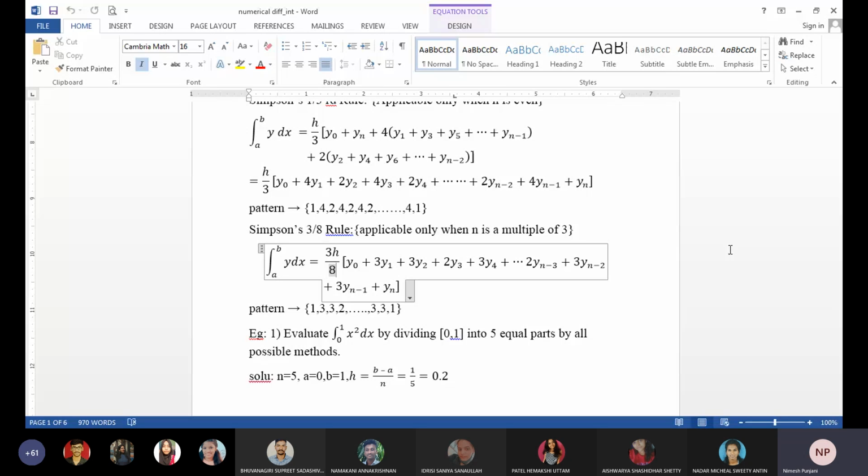Fine, so again I repeat the three methods: the first, trapezoidal, is applicable to all values of n.